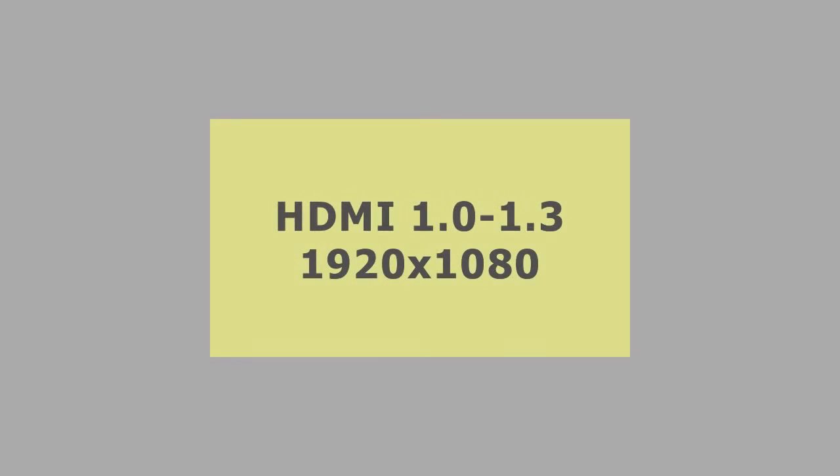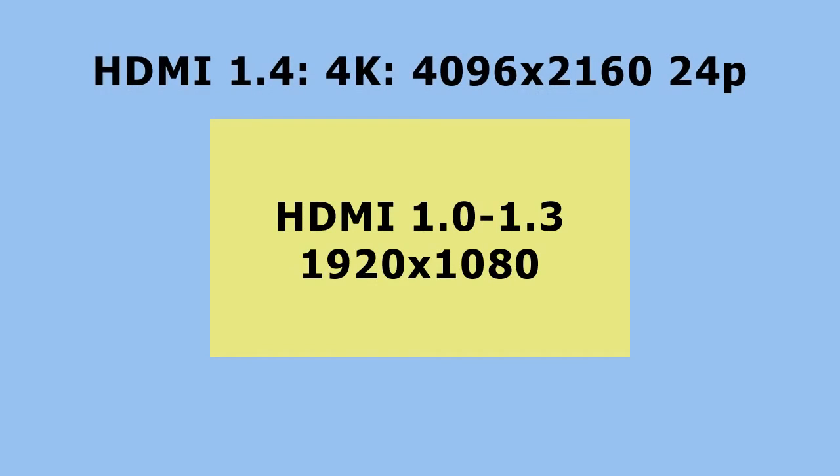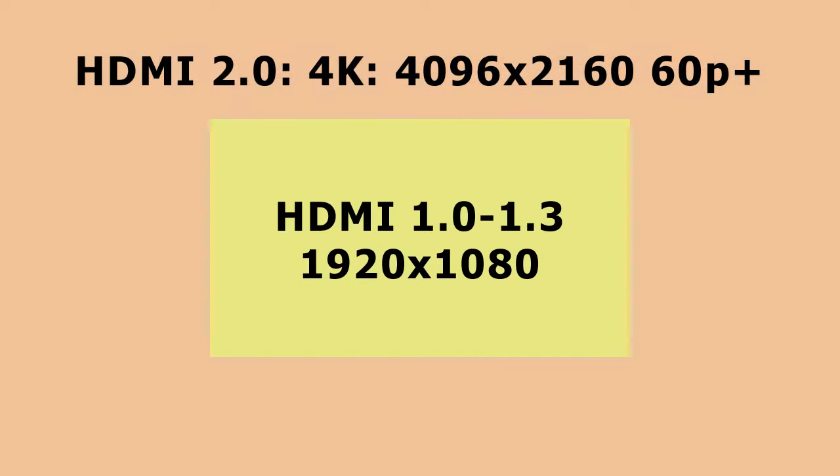While early HDMI connectors were limited to a resolution of 1920 by 1080, in 2009 HDMI version 1.4 increased this to 4K, or up to 4096 by 2160 pixels at 24p. Sometime in 2013, HDMI 2 will raise the 4K frame rate to 60p or more.